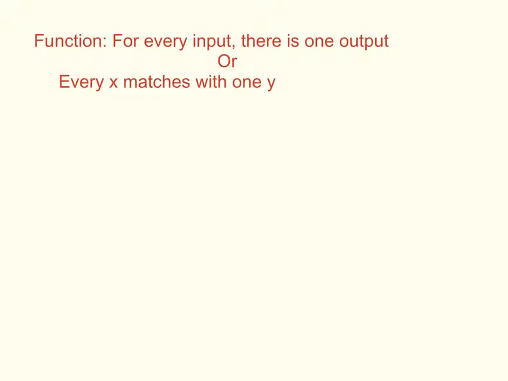So when we're looking at functions, we're going to be able to tell if something is a function. And for functions, for every input, there's one output. Or an easier way to look at that is every x value matches with only one y value. And there are 3 ways that we're going to take a look at this. We're going to look at 2 in this section, and we're going to look at 1 in the next section. So the first way that we're going to look at this is what we call a mapping. And for those of you who are really visual learners, this is going to be a good way to tell if something is a function or not.